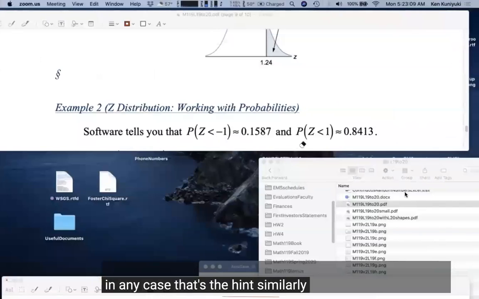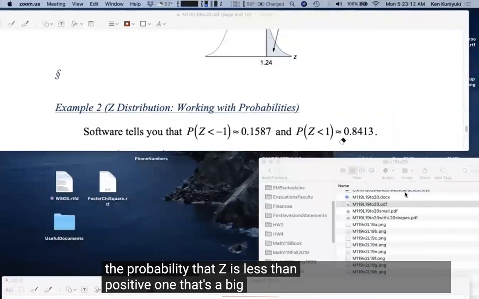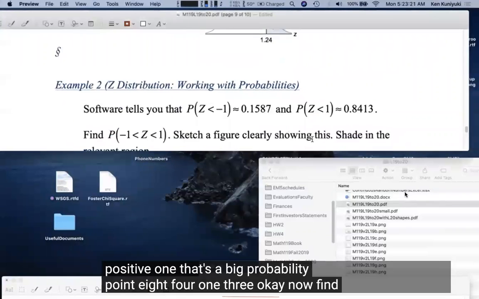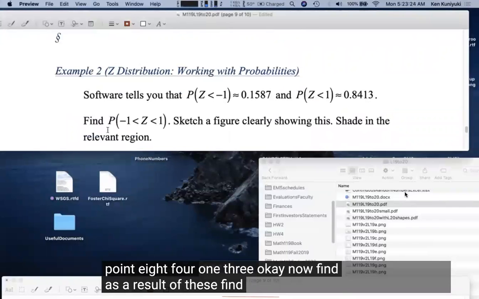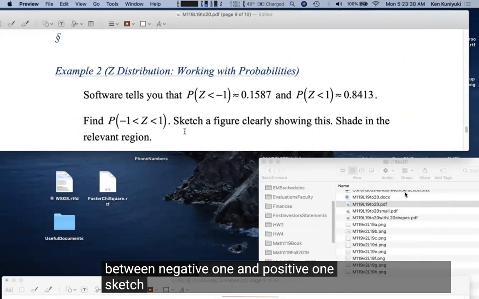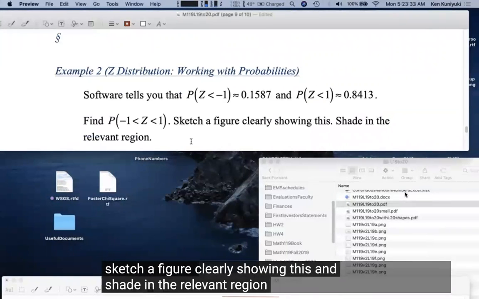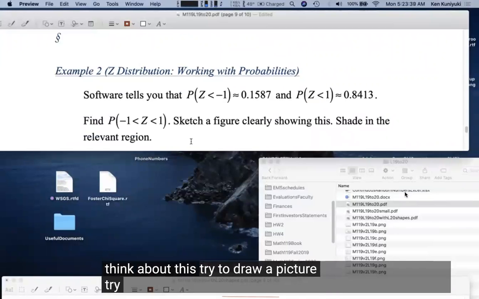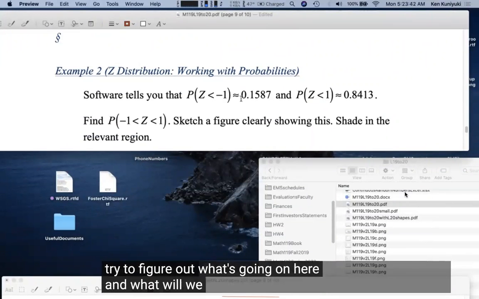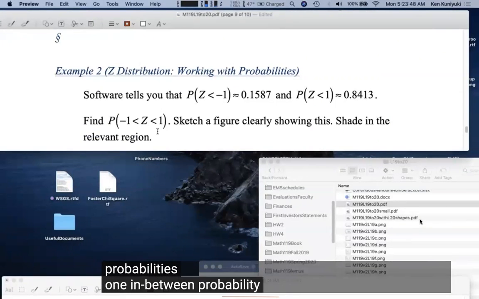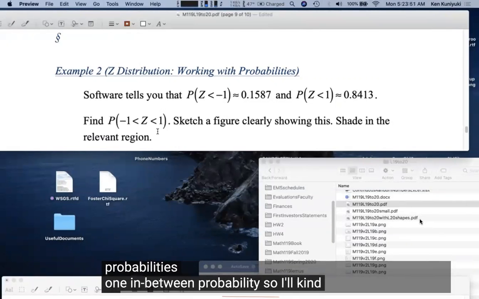In any case, that's the hint. Similarly, the probability that z is less than +1, that's a big probability, 0.8413. Now, as a result of these, find the probability that a standard normal z is between -1 and +1. Sketch a figure clearly showing this and shade in the relevant region. Think about this. Try to draw a picture, try to figure out what's going on here, and what we will do with these probabilities. We want an in-between probability. So I'll kind of give you a hint.